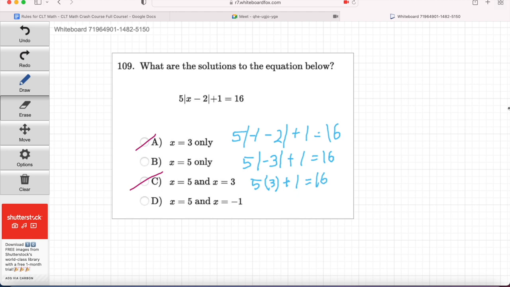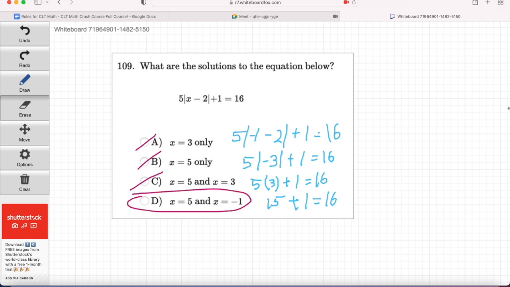Is that going to give us a true statement? Yes, definitely. Should I finish writing it out? Yeah, you can finish writing it out. But that works for sure. So we can confirm it's answer choice D. Any questions about that? Nope.